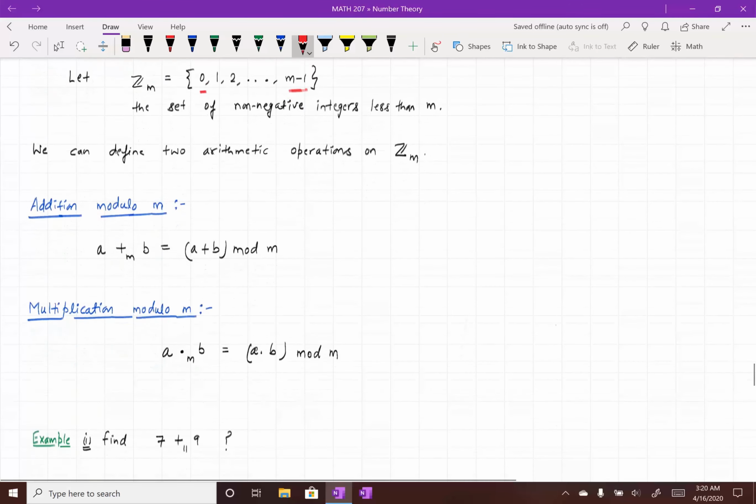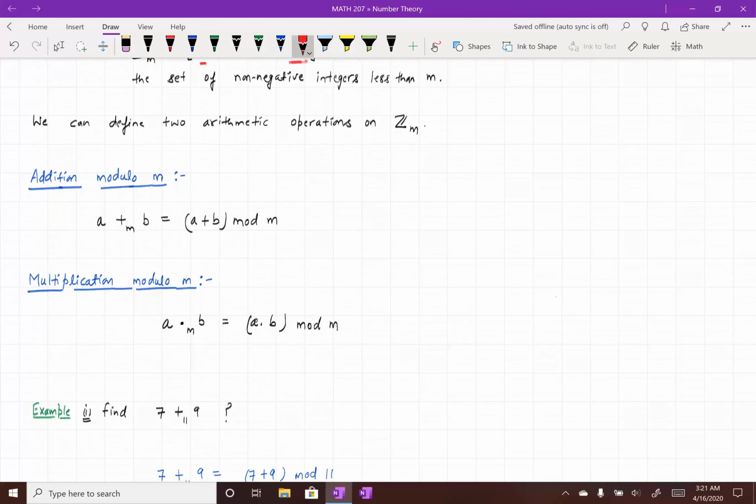So the first operation is your addition operation. The addition modulo m, which you write as a, then plus with a subscript m, then b. So you read it as a addition modulo m b is going to be equal to the usual addition of a plus b, and mod m. Okay. And similarly, you can define the multiplication modulo m, where a multiplication modulo m with b is going to be equal to the usual multiplication of a and b and then mod m.